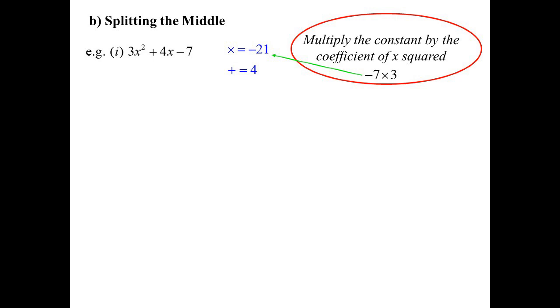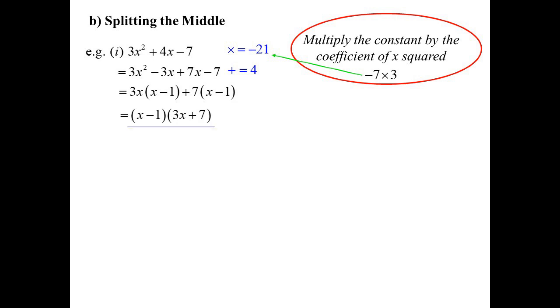I'm looking for two negatives, but I physically split that middle term into those two numbers, -3x plus 7x. It becomes a grouping in pairs question now. Grouping in pairs, common factor of 3x in the first one, common factor of 7. They both got x minus 1. I've got the factorisation. There it is. So it uses the same idea of what we're used to with those simple quadratics.